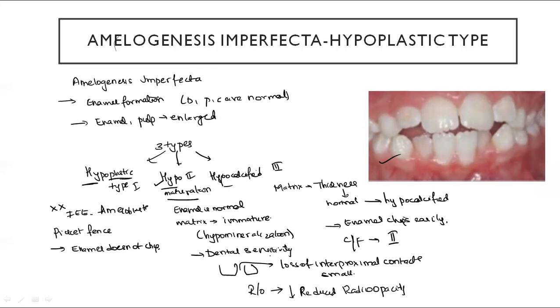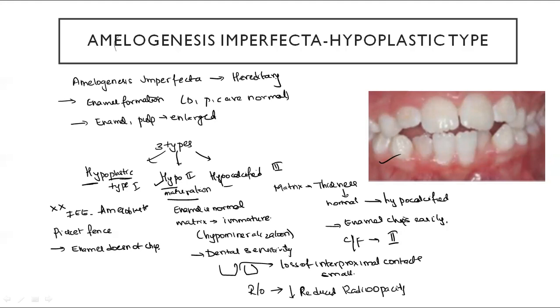Let's discuss again by seeing the slide. Amelogenesis Imperfecta is a hereditary condition. There is a defect in enamel formation, but the pulp, dentin, and cementum are normal. There are three main types: hypoplastic, hypomaturation, and hypocalcified. Hypoplastic is type 1, hypomaturation is type 2, hypocalcified is type 3.